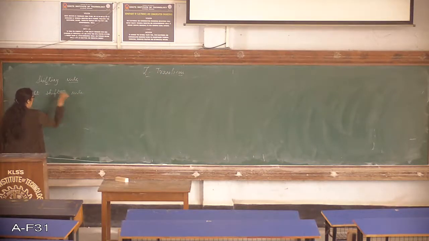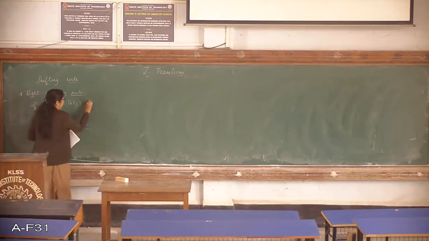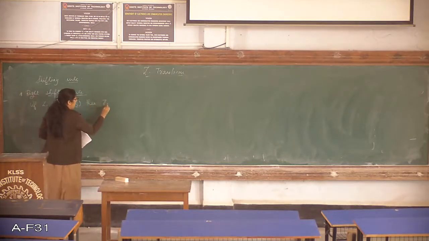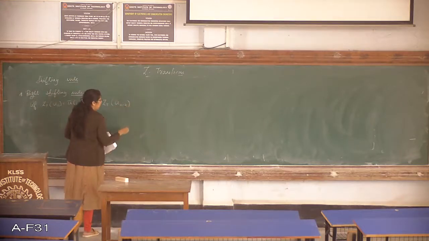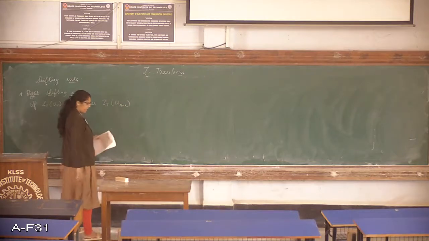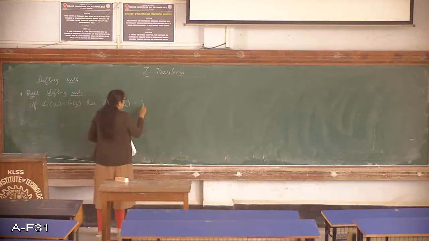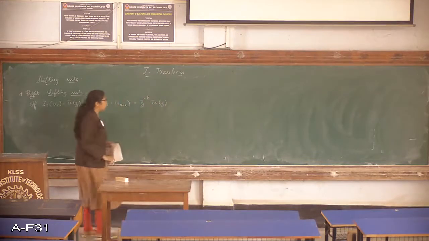Under the right shifting rule, the statement goes as: if the z transform of u_n is given as u bar of z, then the z transform of u_(n minus k), be careful, here it is u_(n minus k), is equal to z raised to minus k times u bar of z. Now the proof for this is very simple.